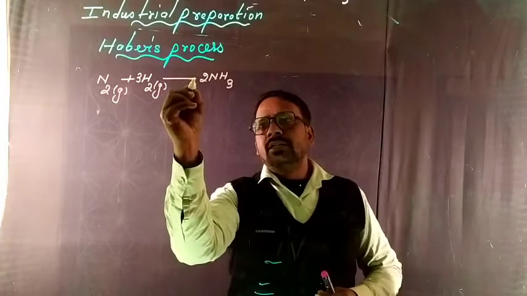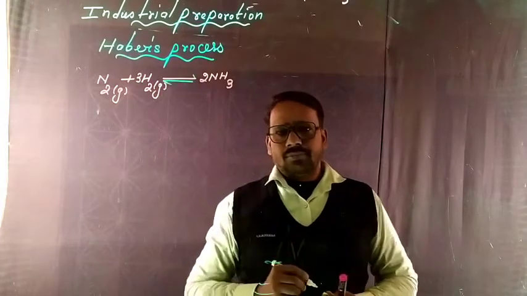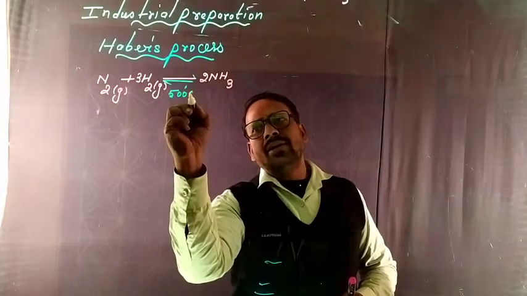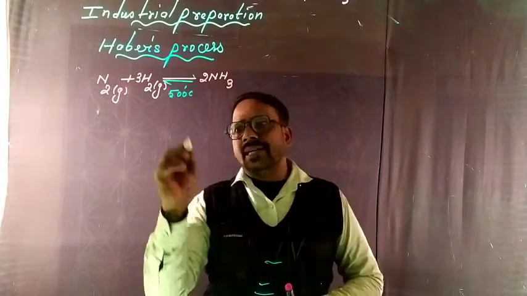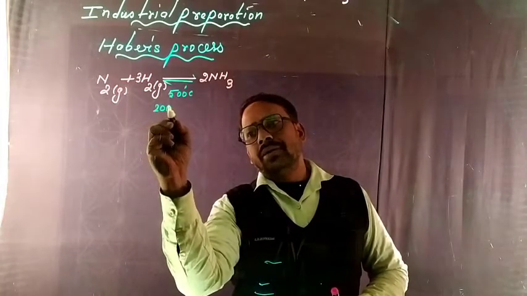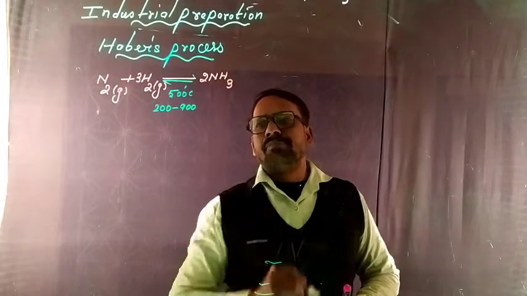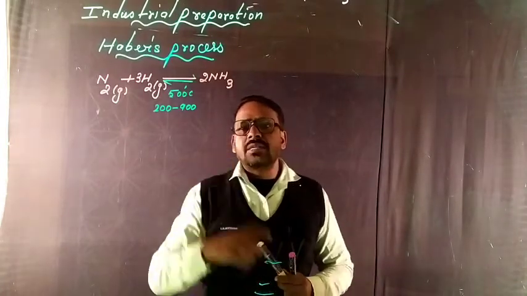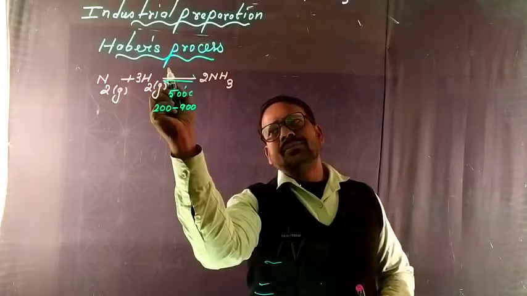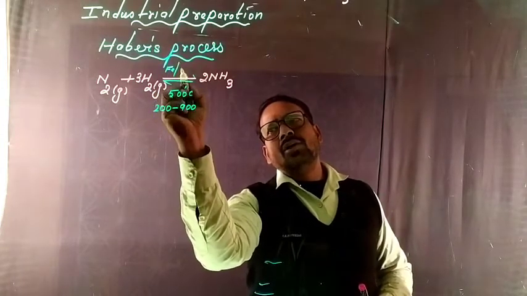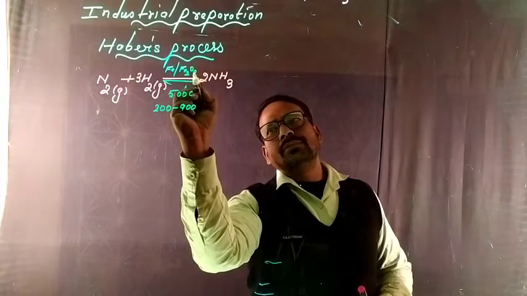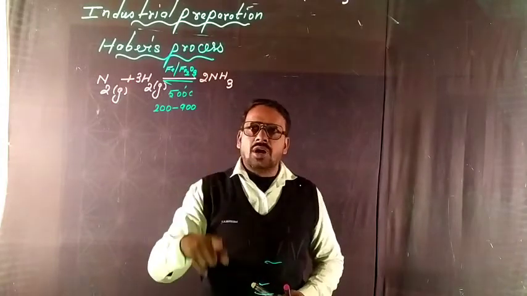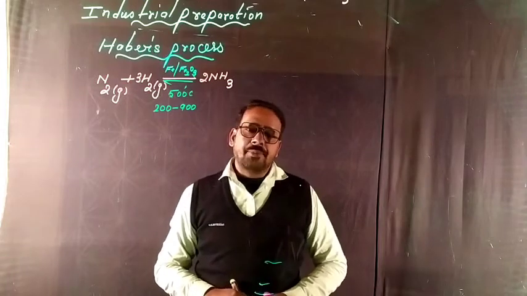And you know that it is a reversible process. The condition is that the temperature must be 500 degrees Celsius and the pressure should be maintained at 200 to 900 atm. This is the condition, and we also need a catalyst like Fe or Fe2O3. This we require for the preparation of ammonia, and this is called industrial preparation or the Haber process.